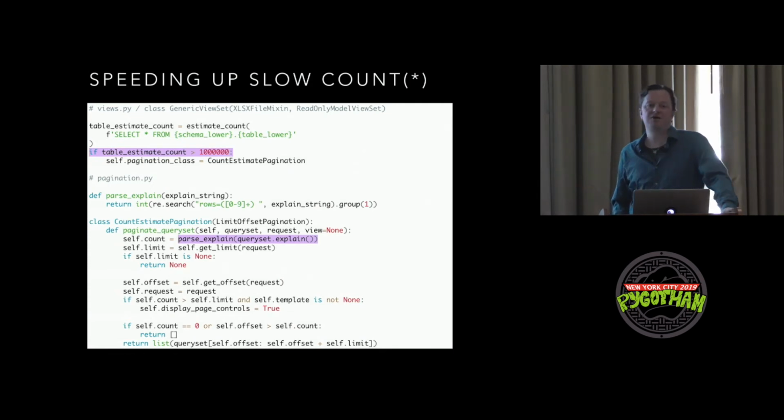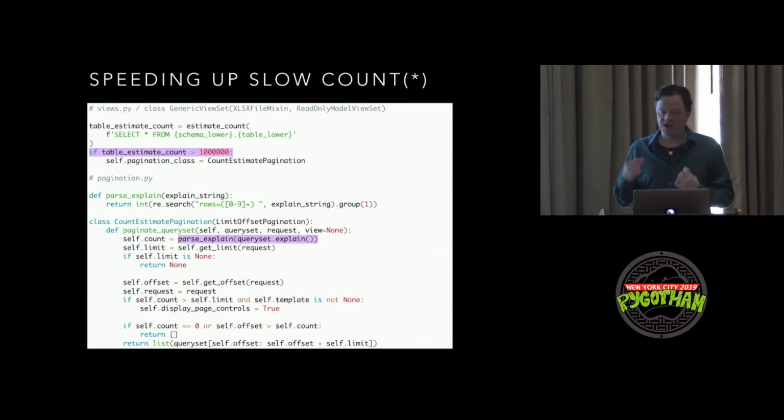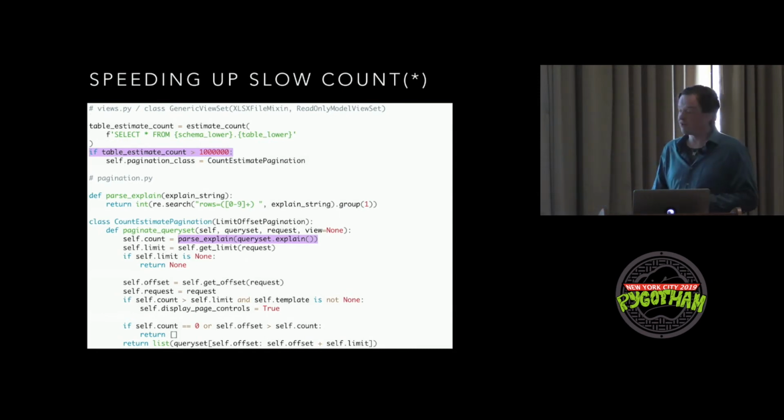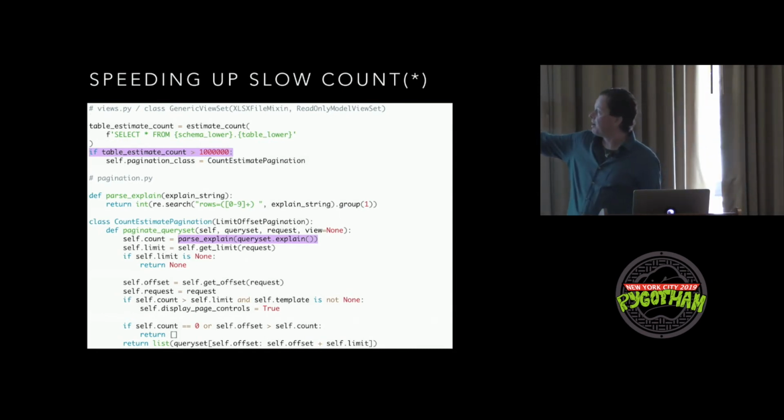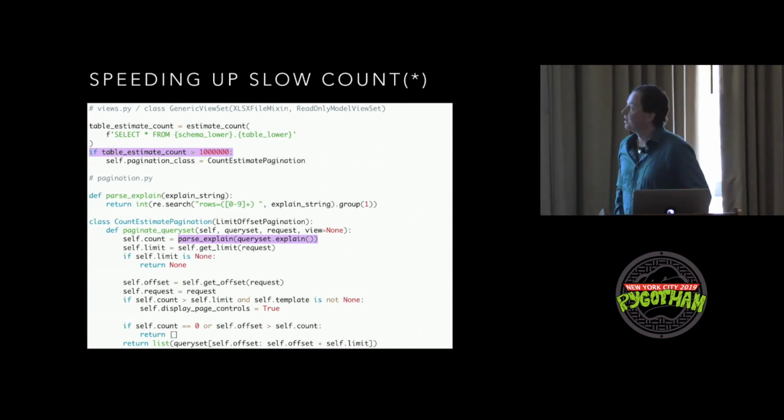But like manna from heaven, in Django 2.1, QuerySet.explain was added, which passes you the text of the underlying explain syntax. So all we had to do was parse this text that gets returned to see the estimated number of rows. So what we did is we wrote our own pagination that was a subset of Django REST Framework's limit offset pagination called count estimate pagination. And what we did in our view, at the top part that's highlighted here, is we ran our own explain select star from schema name and table name to see if the estimate thought there were more or less than 1 million rows.